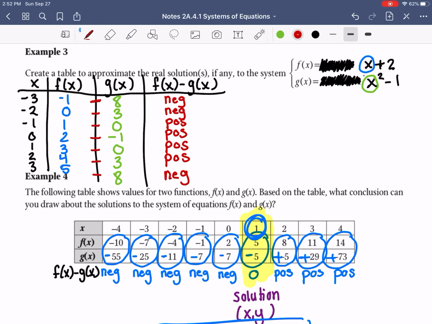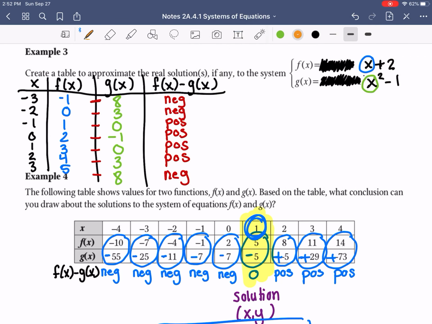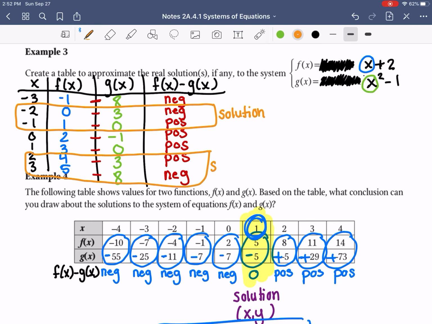So if you notice, when I did this, I didn't get any zeros. That doesn't mean, though, that I don't have any solutions. If you see right here, I have a negative next to a positive. That signifies a solution. Anytime you have a negative next to a positive, that signals that there's a solution there. I have another one down here. I have a positive and then a negative right next to each other. So that means that there's some sort of solution.